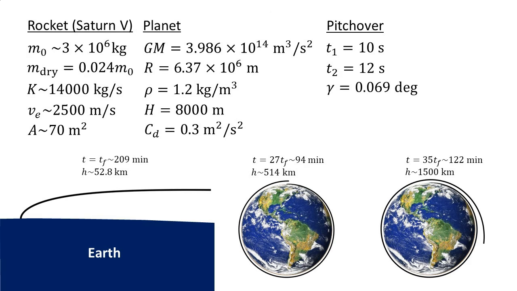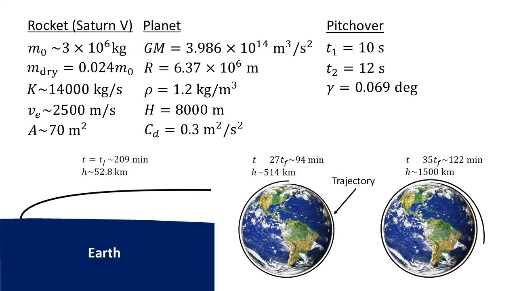So this is one simulation up to 3 different times. TF is the time it takes the rocket to use up all its fuel. That's given by m0 minus m dry divided by k. This black line is the trajectory of the rocket. It reaches a height of about 58 kilometers before it runs out of fuel.